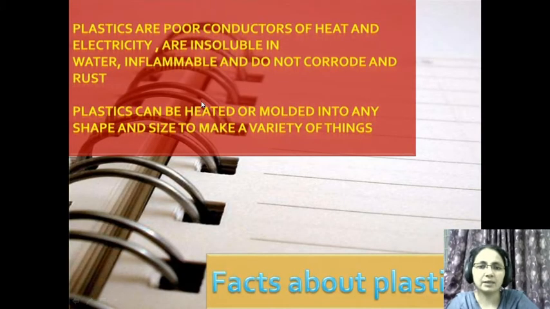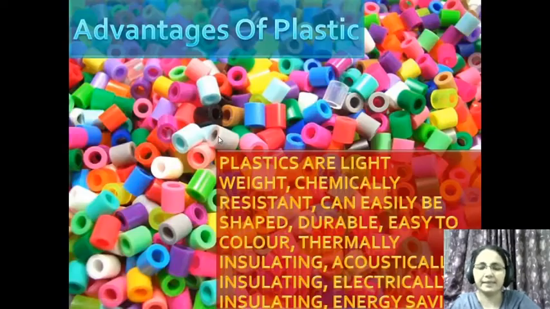So, some of the facts about the plastics. Plastics are poor conductors of heat and electricity, they are insoluble in water, and they do not corrode and rust. That's why we are using them in our daily usage. Plastics can be heated or molded into any shape and size to make a variety of things.